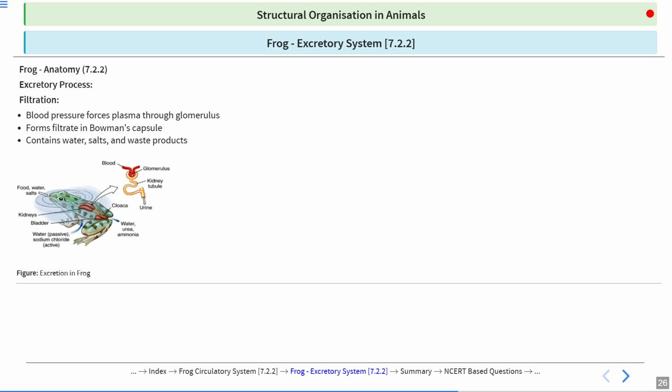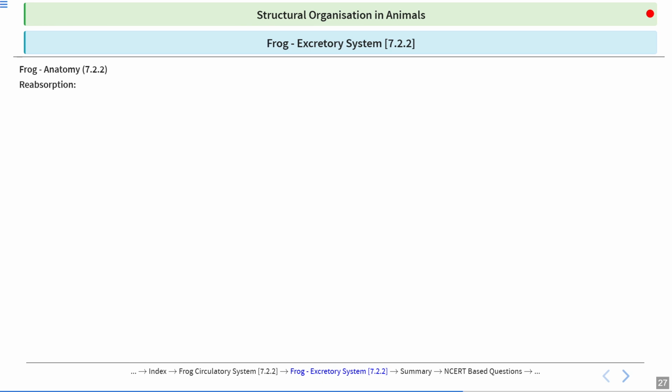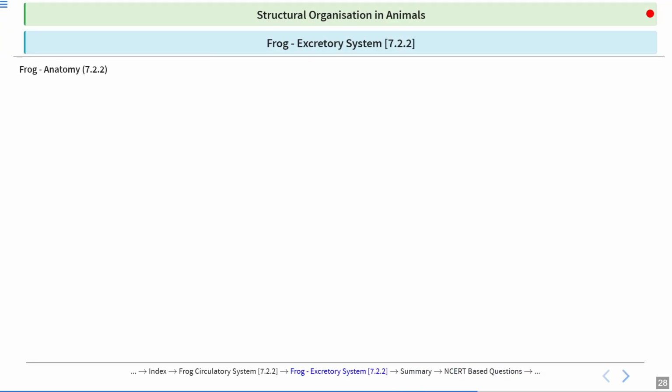So there is a process of reabsorption after filtration. Useful substances reabsorbed into the blood include water, glucose, and amino acids, right? These are very small molecules that are filtered out. But the cellular components and the proteins are not filtered out from the blood. Now, where is this reabsorption process taking place? That occurs in the renal tubules.